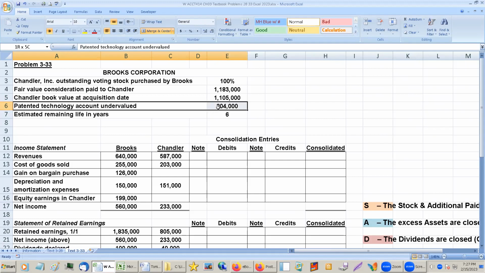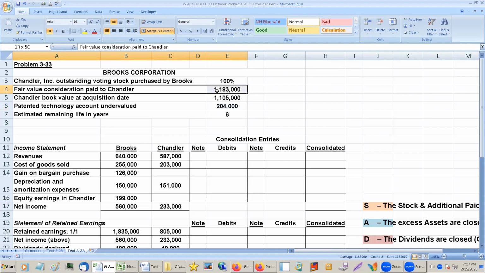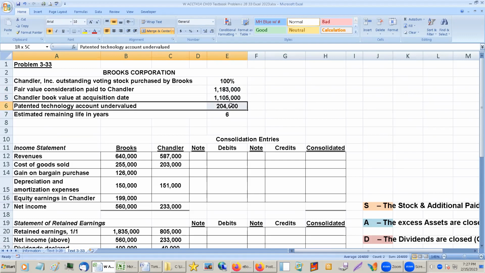Because, well, we have a patent that's undervalued. That's not that unusual. So here's how much they paid for it. Here was the book value. And we have a patent that was undervalued for 204. All right, now. So this is the fair value of the identified assets.